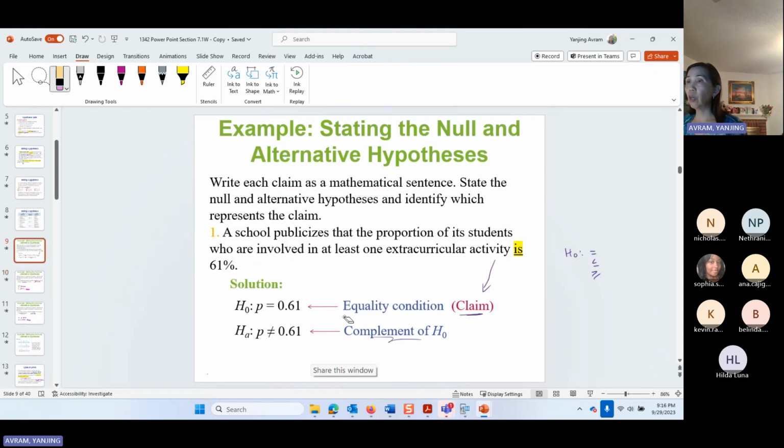Okay, so you have the school publicizing the proportion. Okay, proportion using P. Okay, P is equal to 0.61, and then the alternative one will be not equal to. All right, and this one is the claim or the statement from the question, right? The question is telling you the proportion is 61%. All right, so that is the claim or the statement from this whole thing.